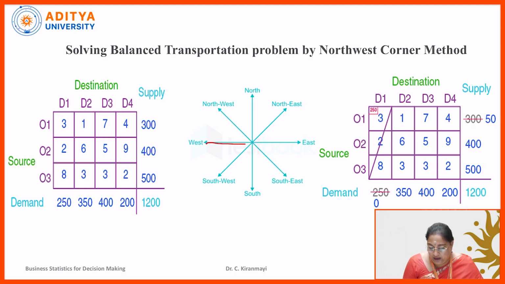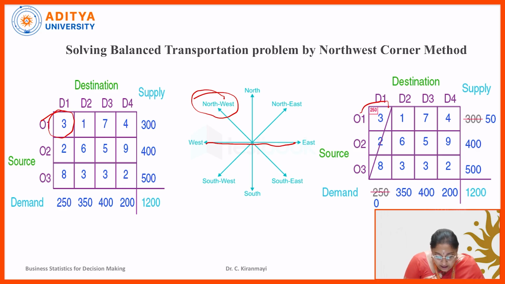See here we have the chart. This is the northwest corner, right? This is going to be the northwest corner. So let us move on to this northwest corner, and for this origin, what is the supply? 300. And for this destination, what is the demand? 250 units.